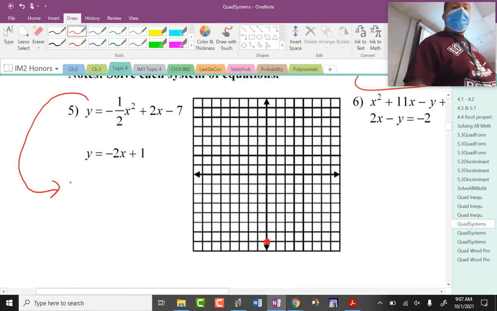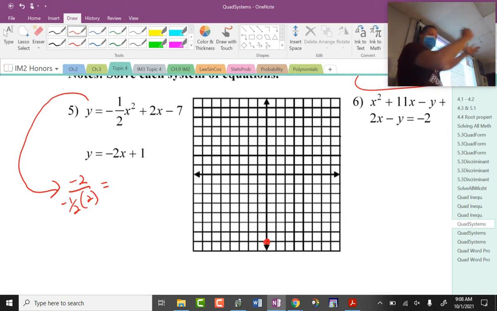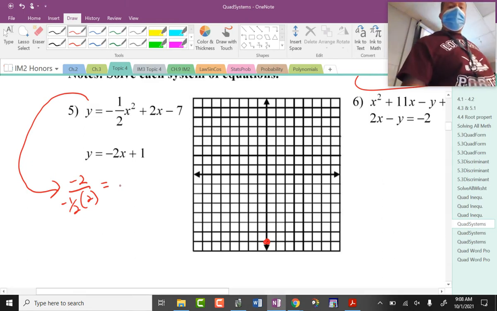Go ahead and do that with numbers. Perfect. And then what do you get? Let's see your calculations here. Ooh, let's see. So you have -2 over -1. Good, 2. And then I'll do the next calculation for you. You plug it in though, right? Right, to get y.